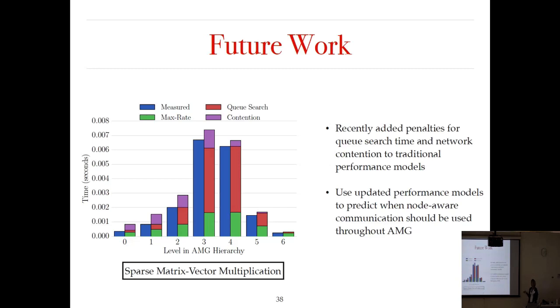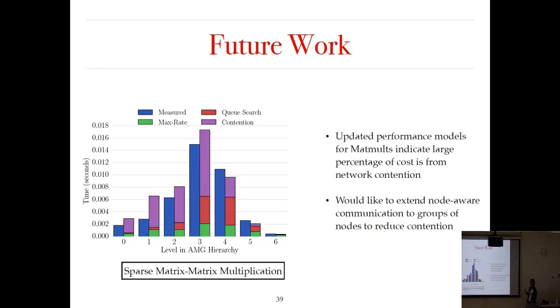We also have the same model for matrix-matrix multiplication, and you can see it looks quite a bit different. The majority of the time here is actually spent with network contention rather than queue search time. So we do not see as large of speedups with matrix-matrix multiplication compared to the SpMVs. This is most likely because we don't totally reduce network contention. So we would also like to look at extending node-aware communication to groups of nodes, aggregating among groups of nodes rather than on a single node to try and reduce this contention.